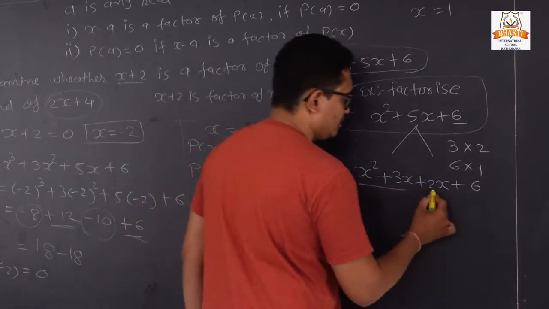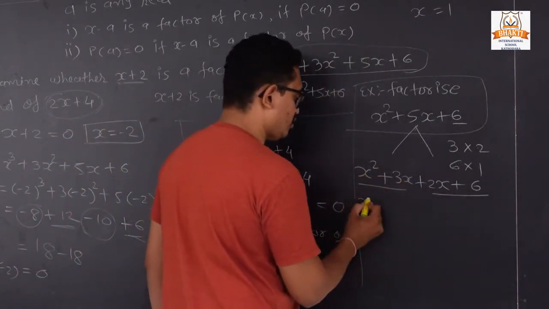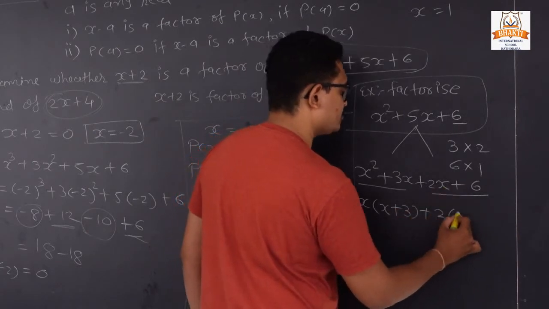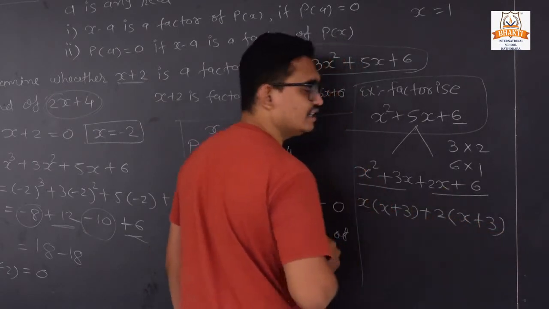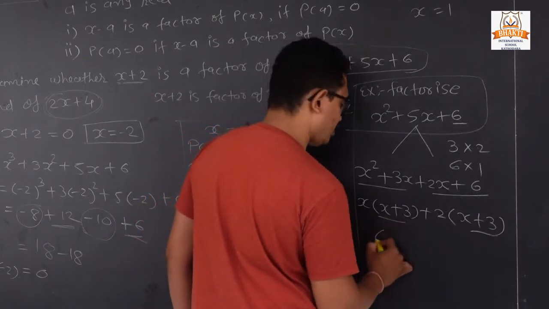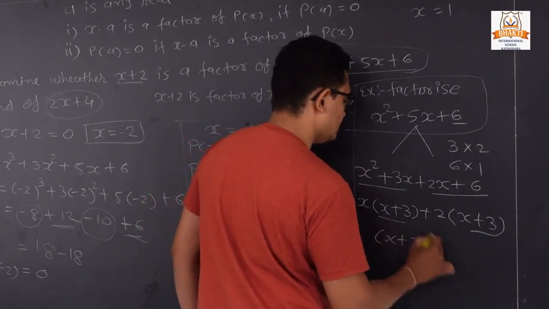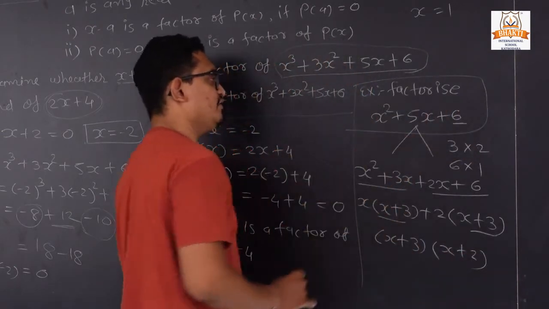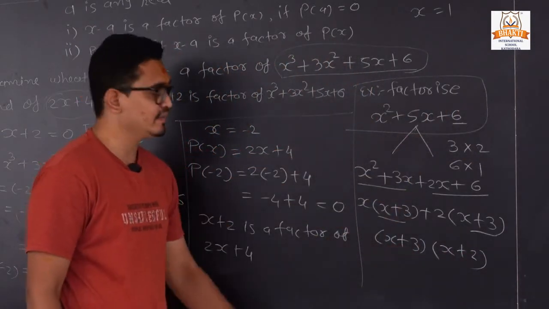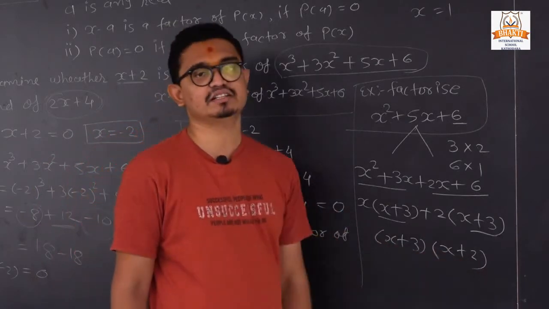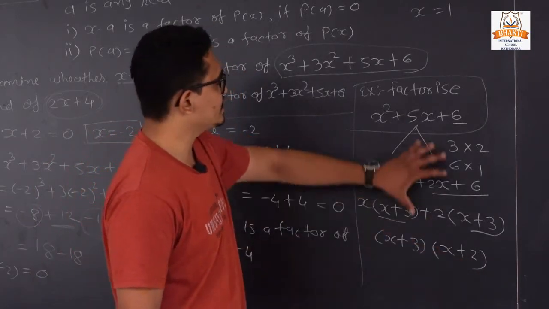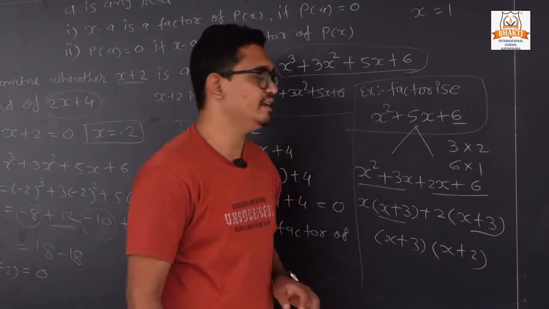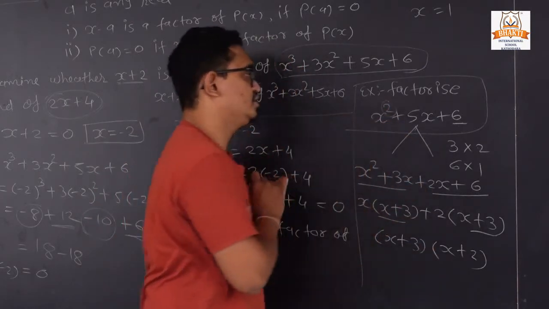Now from the first two terms, what is common? x plus 3. Here which thing is common? Once again x plus 3. Now x plus 3 is common and the other factor is our x plus 2. So what are the factors of x square plus 5x plus 6? They are x plus 3 and x plus 2. So it is called what? Factorization of any polynomial which has the power of 2.